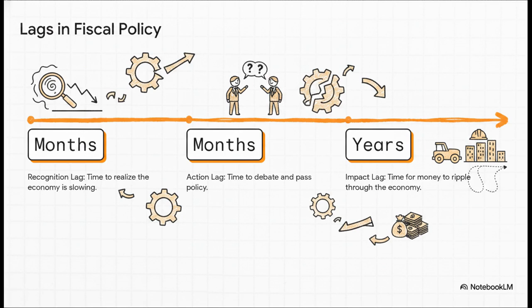Remember those capital expenditures we talked about earlier, like building roads? Even after a bill is passed, it takes a massive amount of time for the money to leave the Treasury, get into the hands of construction workers, and actually ripple through the economy. By the time the fix actually kicks in, the underlying economic problem might have already changed entirely.